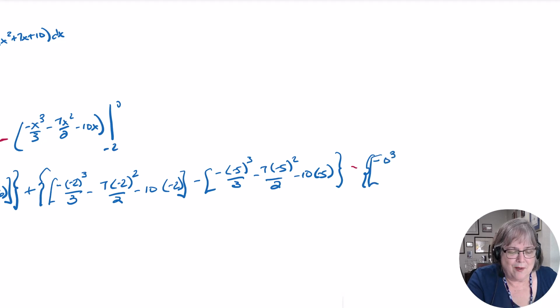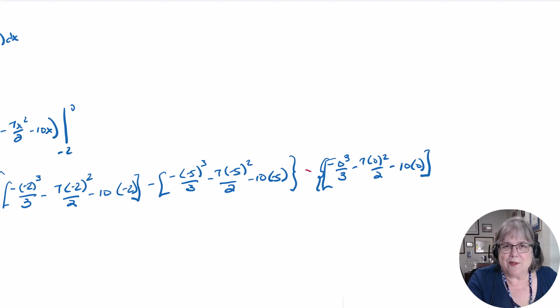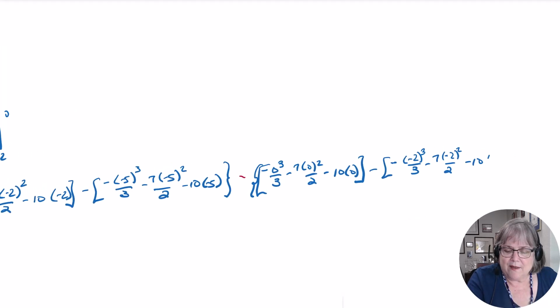Negative 0 cubed over 3 minus 7 times 0 squared over 2 minus 10 times 0. Now remember, not everything that's 0 turns out to be 0. Like if you have 2 to the 0, 2 to the 0 is 1. So don't just assume everything's going to be 0. Minus. Then you would have the negative, and you would have negative 2 cubed over 3 minus 7 times negative 2 squared over 2 minus 10 times negative 2.